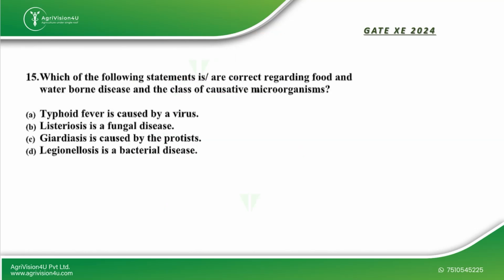So question number 15. Which of the following statements are correct regarding waterborne disease and class of pathogenic microorganisms? So this is basically from the portion that is waterborne illness. First option, that is typhoid fever is caused by a virus. So no, typhoid fever is caused by bacteria. What is the name of the bacteria? That is Salmonella typhi.